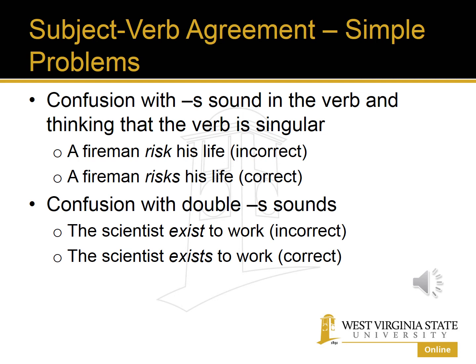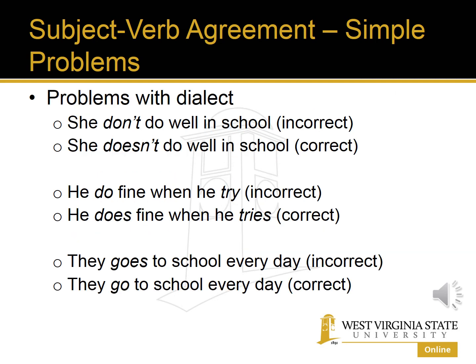That is correct. There's one other problem that I would like to address in this lecture, and that is the problem with dialect. Many of us learn a form of English that's not correct. For example, with the verb do. "She don't do well in school." I'm sure you've heard that said before. That is incorrect grammar. "She doesn't do well in school" is the correct form.